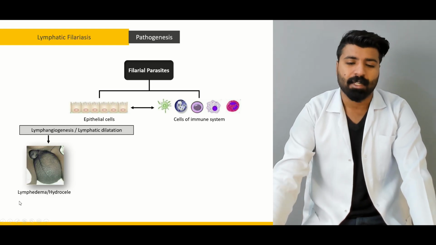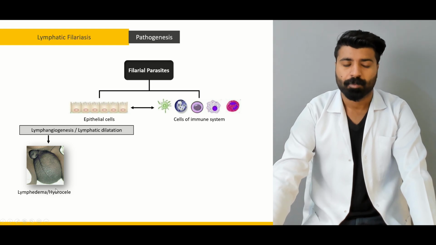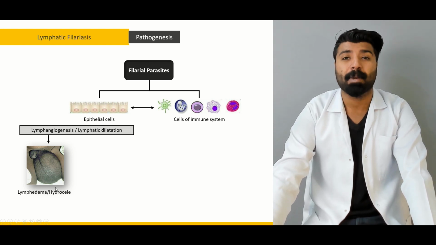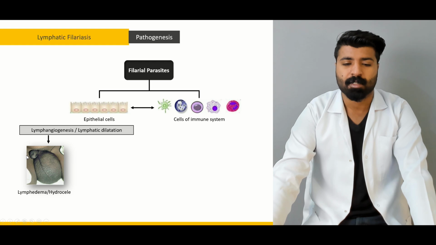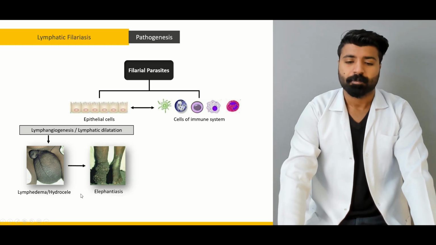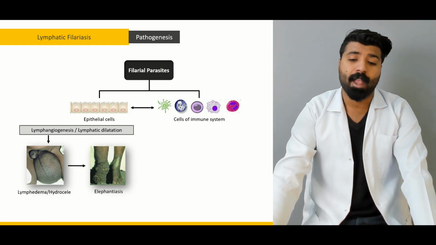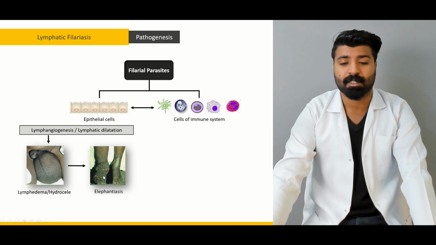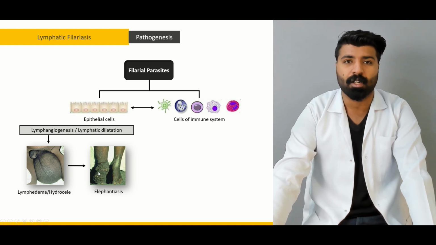Next on, you can see this is lymphedema or hydrocele. What is hydrocele? Hydrocele is actually the accumulation of water around it. That's what hydrocele is. So lymphedema, in which edema is found. You can see the edematous growth here. You can see the edema here. And hydrocele, presence of water. This can lead to elephantiasis. Now, what is elephantiasis? You can see it in the depiction here.